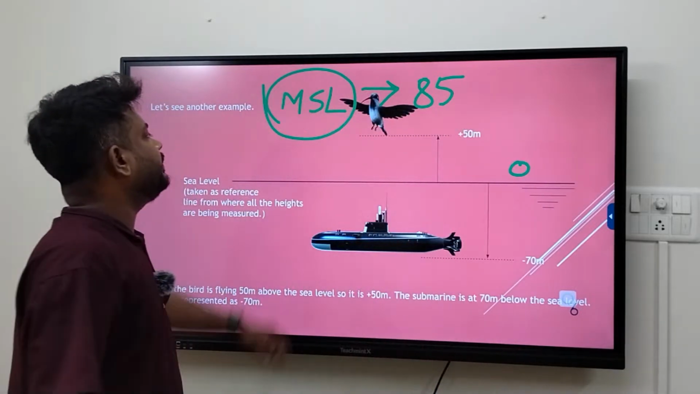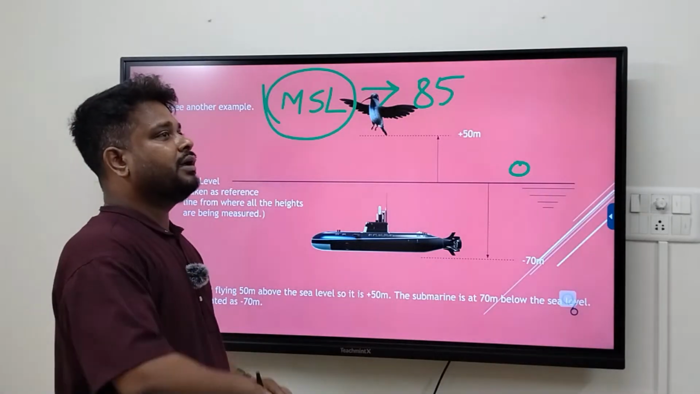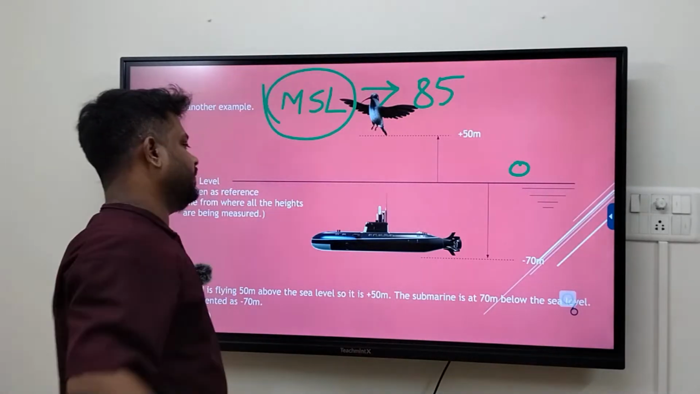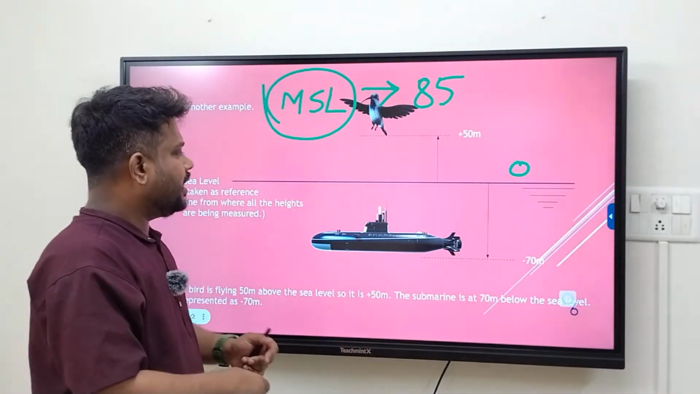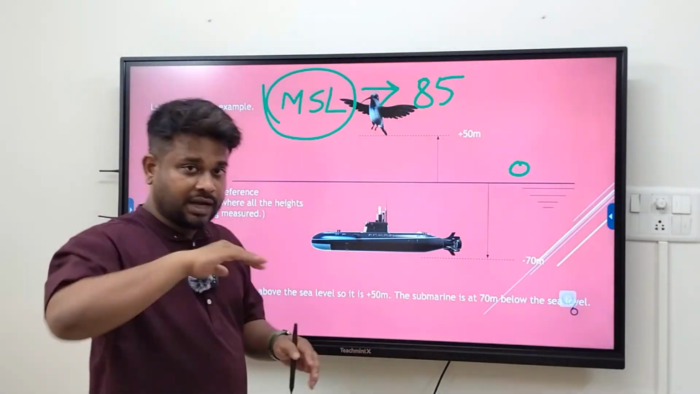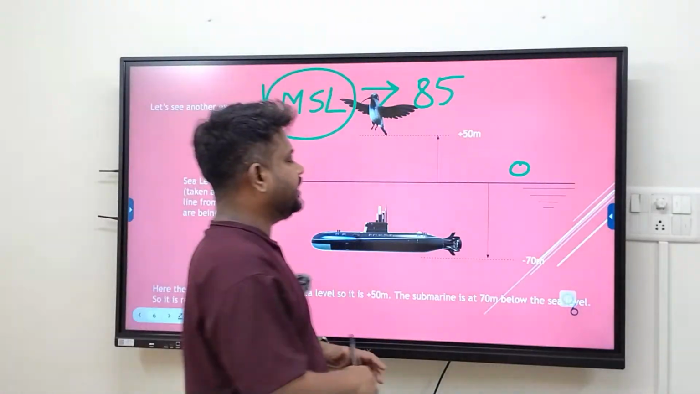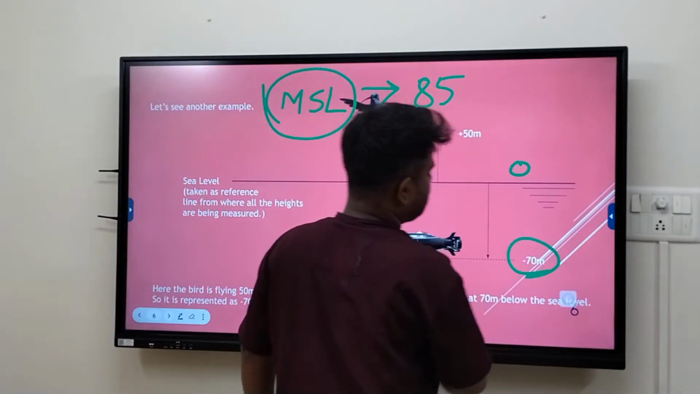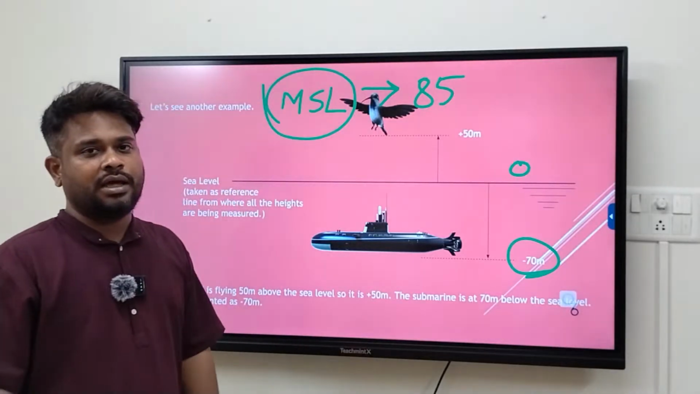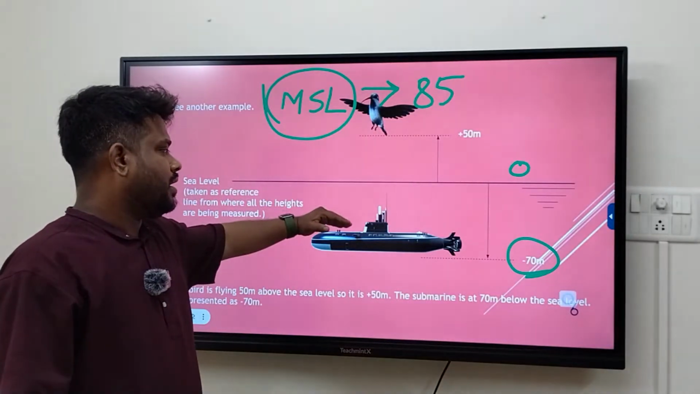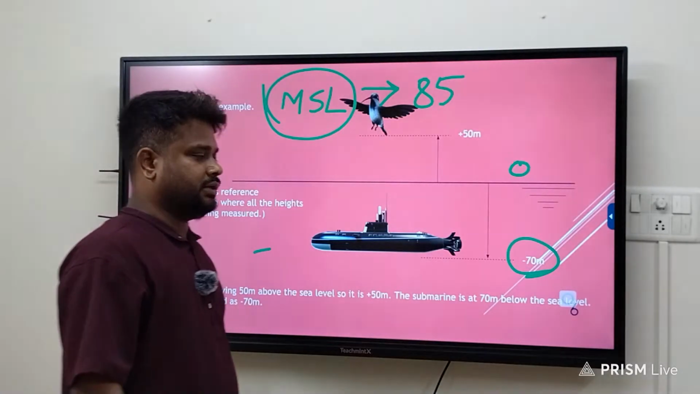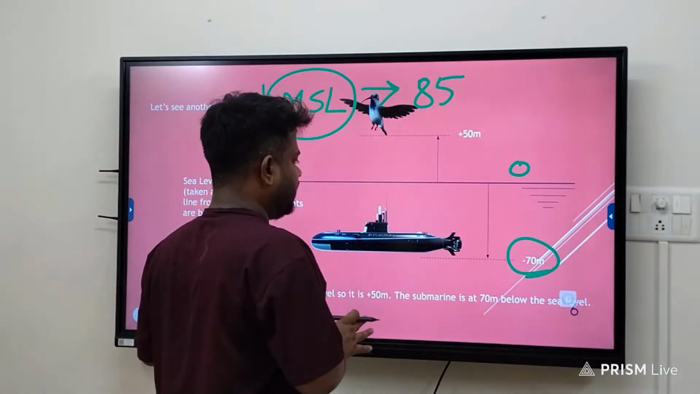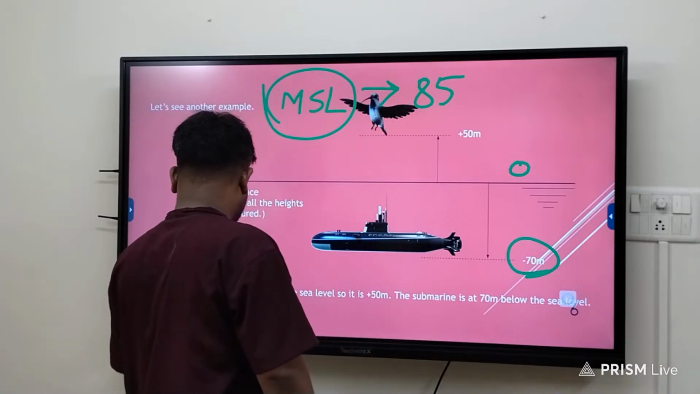Okay, so if a crow is flying 50 meters above the sea level and a submarine is going 70 meters down below the sea level, that submarine is at minus 70 meters. So we can tell this perfectly.